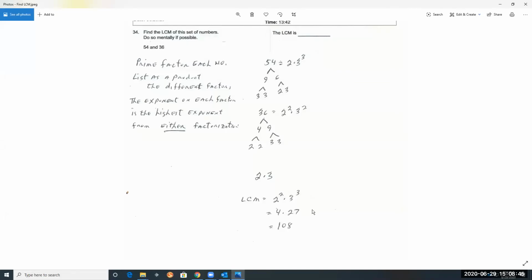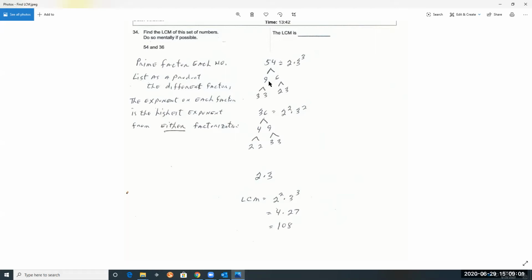Let's look at some examples from Chapter 2. A very important example might be finding the LCM, sometimes called the least common denominator. The steps are to prime factor each number. So let's do that for 54.